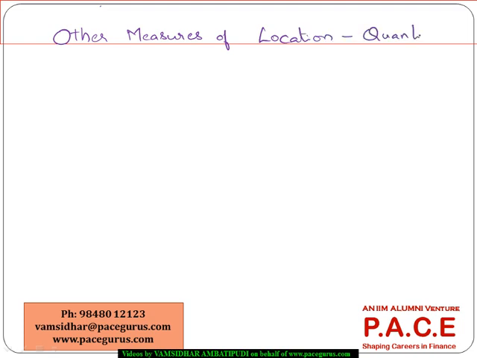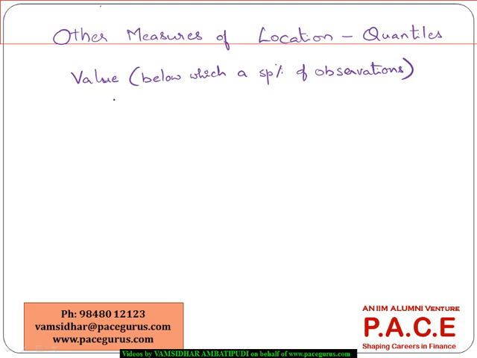Why do we really need to look at them? Sometimes, not just the center, I also want some information about the location, identifying one single value below which a specific percentage of my observations lie. What is that cutoff value below which 75% of the observations are lying? Or what is that cutoff value below which 90% of the observations are lying?